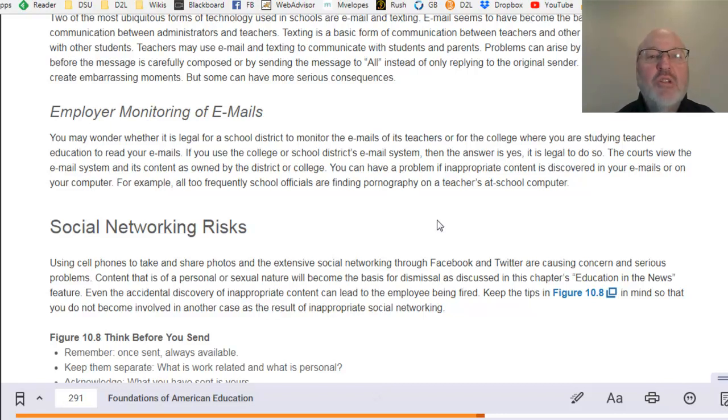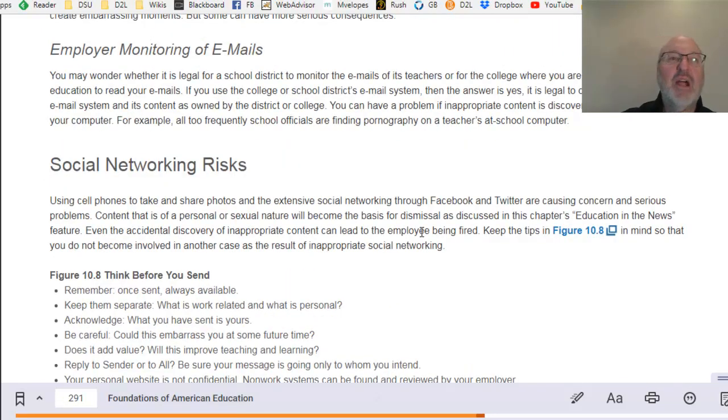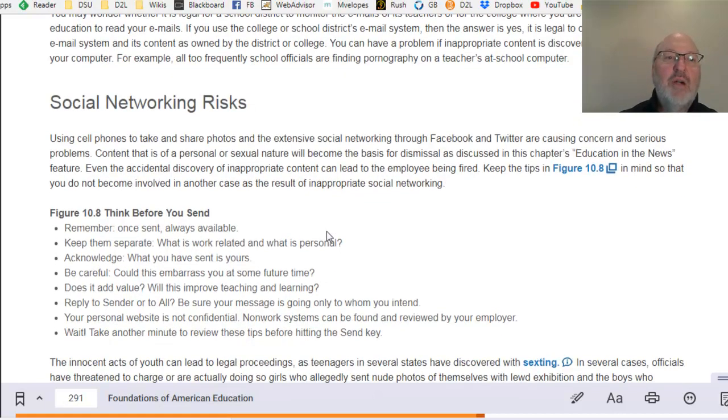For example, all too frequently, school officials are finding pornography on a teacher's at-school computer, and I don't have to tell you, that's going to be a problem. And here's the thing you've got to know. Even if you're using private email, like I have Gmail on my campus computers, that is still their computer. Now, you're lucky today. The computer I'm on today is my computer. But on campus, if I am sending inappropriate stuff from my Gmail on my campus computer, there still can be a problem. So just know that. Even if you're not on their email, if you're on their computer, you can have a problem.